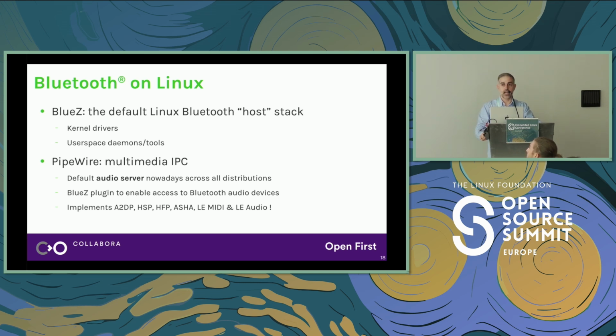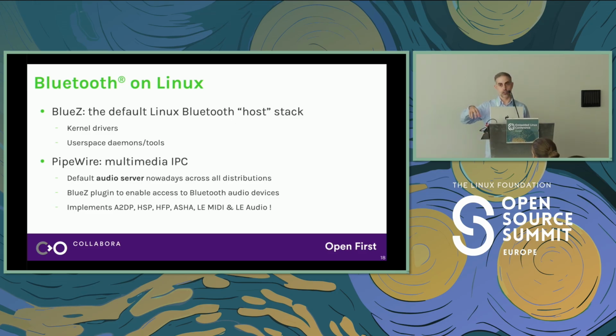And for audio, we have PipeWire. That's the default audio server nowadays. And it has a plugin to implement access to Bluetooth audio devices, and it implements all the profiles that are related to audio. It does all the encoding, decoding, and transport to the sound card or wherever you want to route this audio. It has really, really good Bluetooth support. It implements all the known profiles today. So A2DP with a lot of codecs, like all the available codecs that we could implement, they are there. It implements HSP, HFP for all kinds of directions.